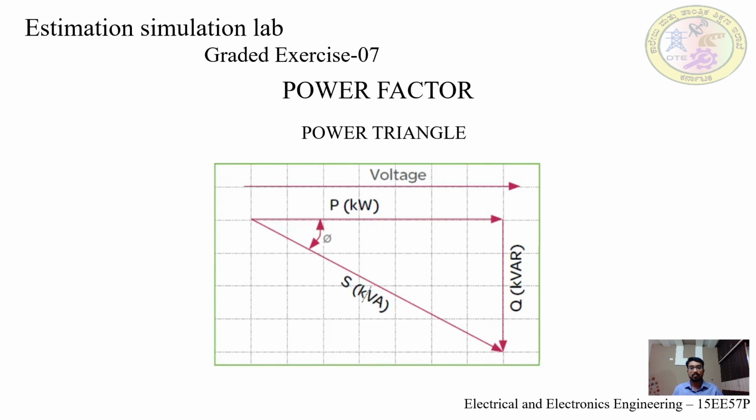This is the power triangle. This is the vector representing active power. This vector represents reactive power, and this resultant vector represents the apparent power. Here the angle between the active power and the apparent power, if you take the cosine of the angle, then that is the power factor.